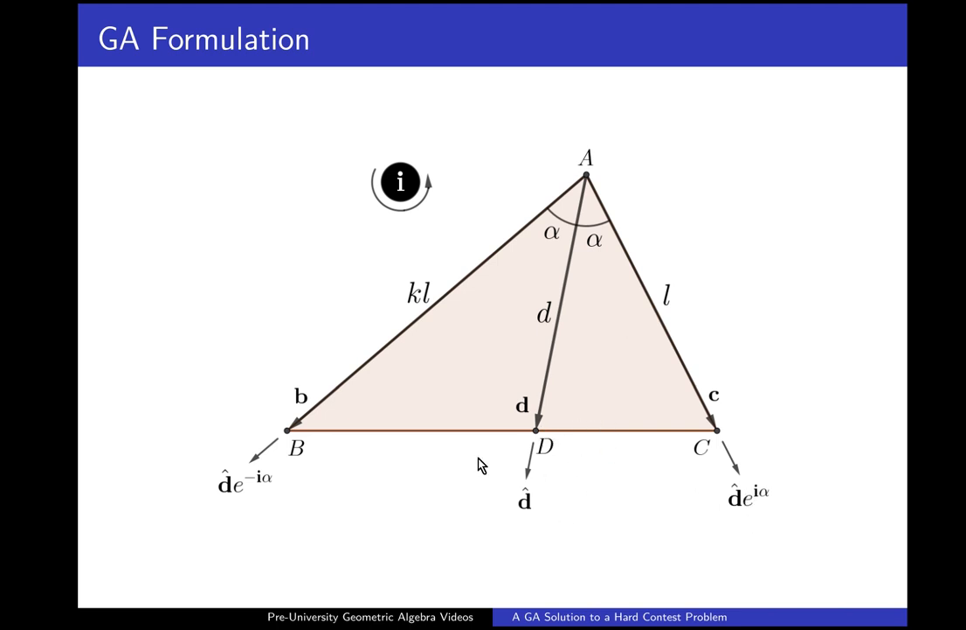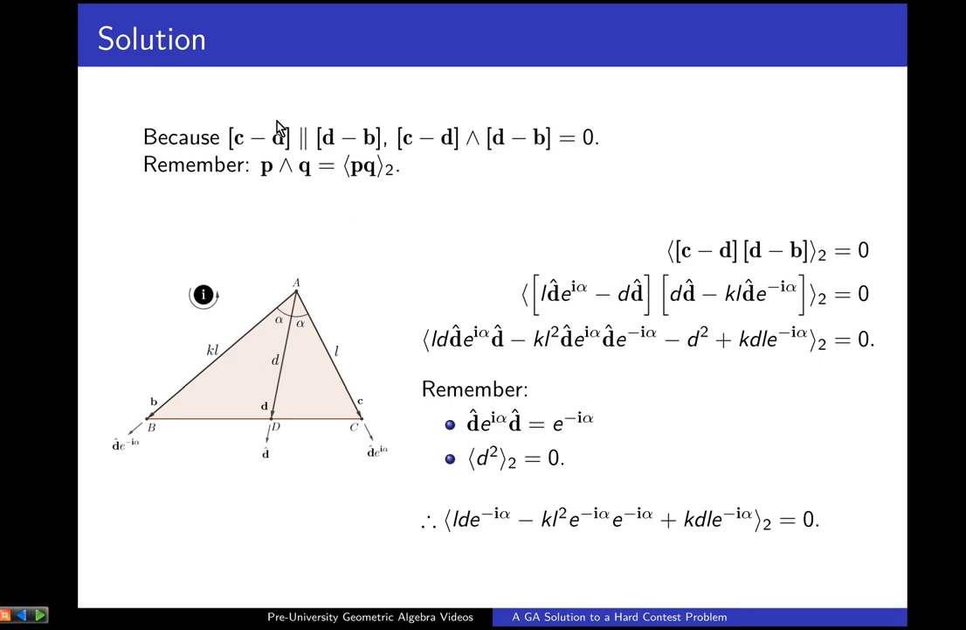What we'll do then is notice that c minus d is parallel to d minus b. And because c minus d is parallel to d minus b, their outer product is 0. And remember that the outer product of any two vectors is the bivector part of their geometric product. So now we'll just beat on this thing a while and do algebra.